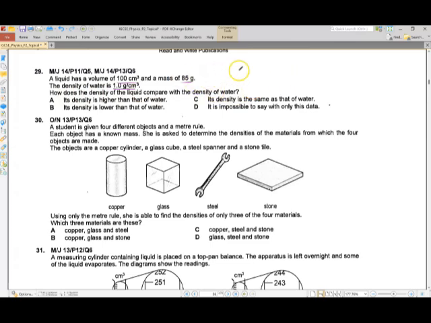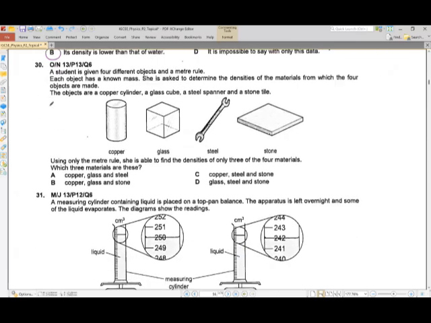Okay, to find the density of the liquid, we have its mass and its volume. So we are going to find that out. Sorry, 85 by 100, that is the volume. So 85 by 100 is going to give you 0.85 g/cm³. So this is lower than the density of water, as you can clearly see that the density of water was 1 g/cm³ and this is lesser than the density of water. So B is our correct option.